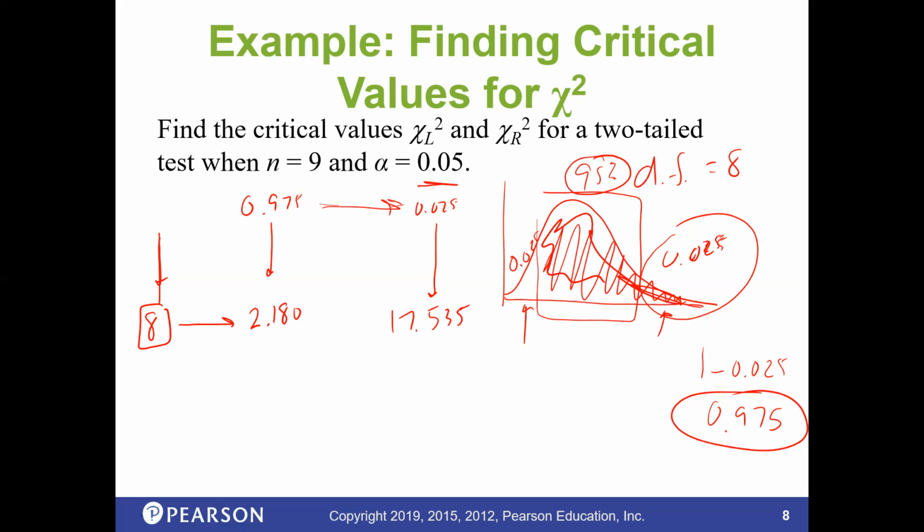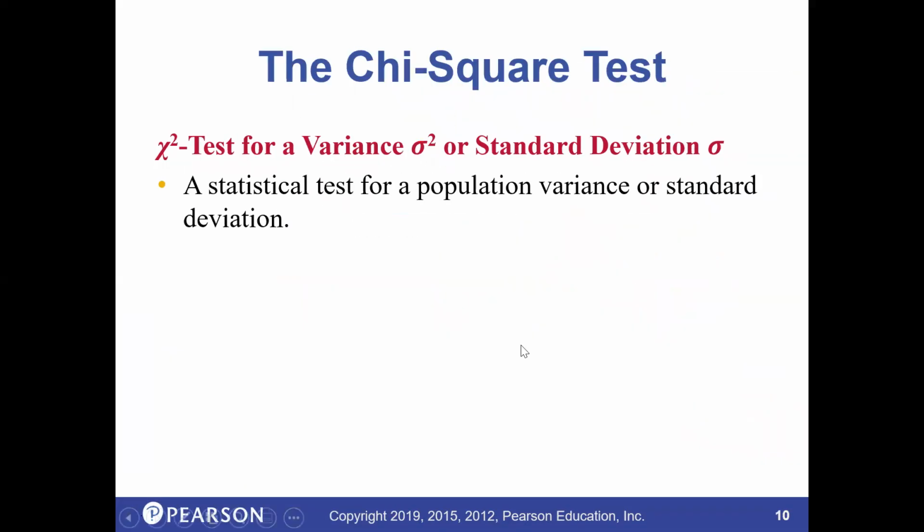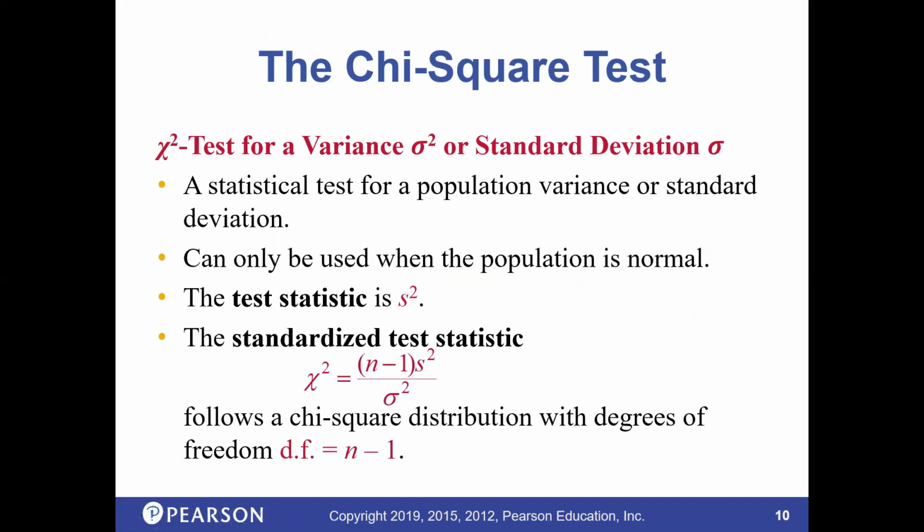So now let's begin. Let's get our formula going, and then we'll go from there. The formula is, there it is, the chi-square test. Don't need to write all this down, but the chi-square test is for variance and standard deviation. That's what it's made for. The formula is right over here.